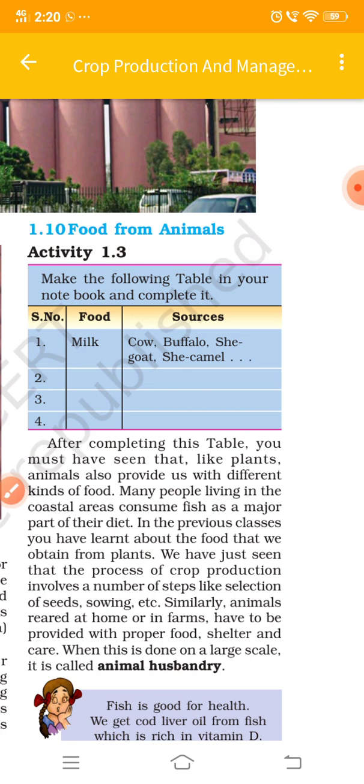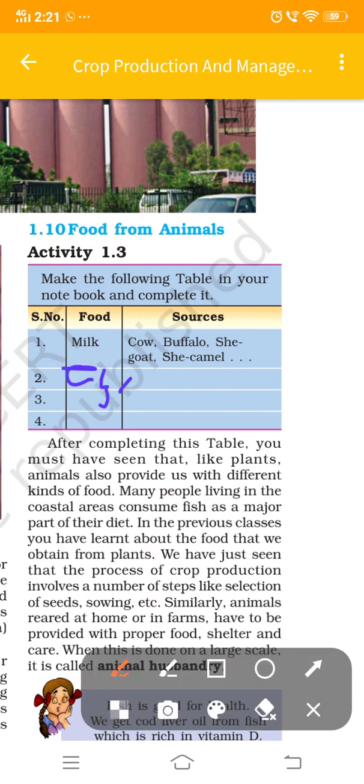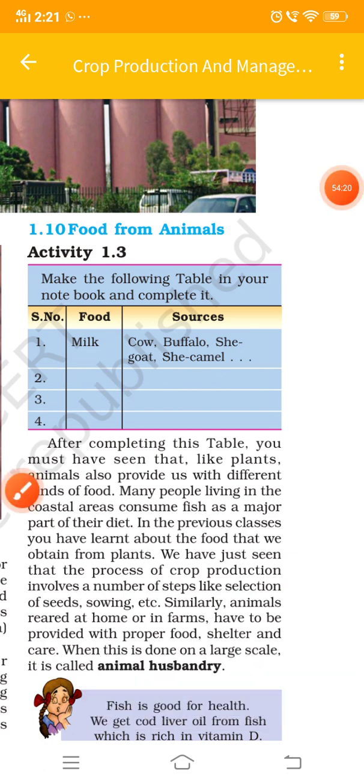After completing this, we have to complete this table. Milk: cow, horse, buffalo, sheep, camel. Easy. We can do this on our own. We'll write egg: hen, ostrich. Then what's there? Milk is done. Egg is done. Wool from sheep, yak. We can write the breeds of the sheep. And what else can we write? Rabbits also. Yeah, rabbits also. And the fourth one, you do it by yourself.